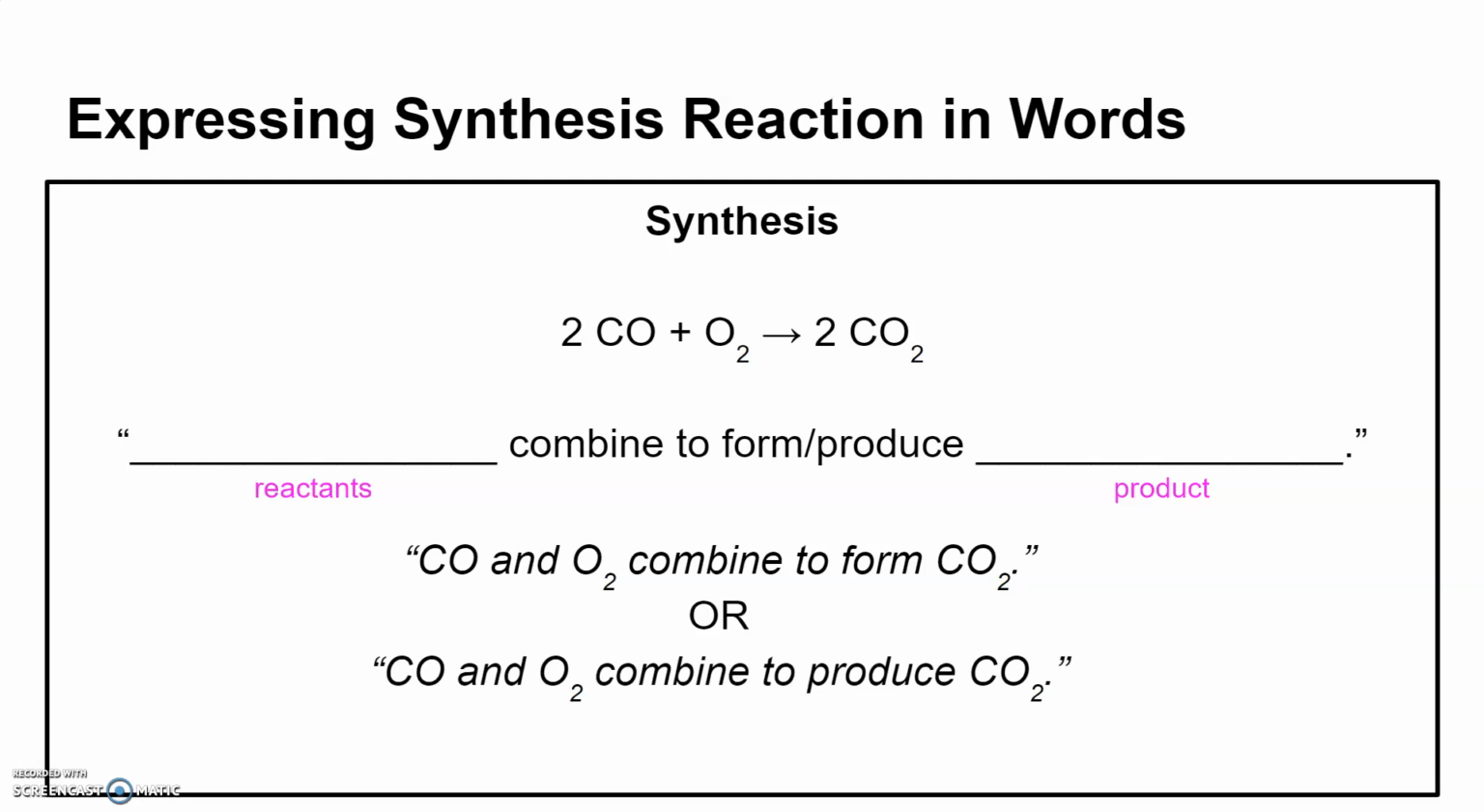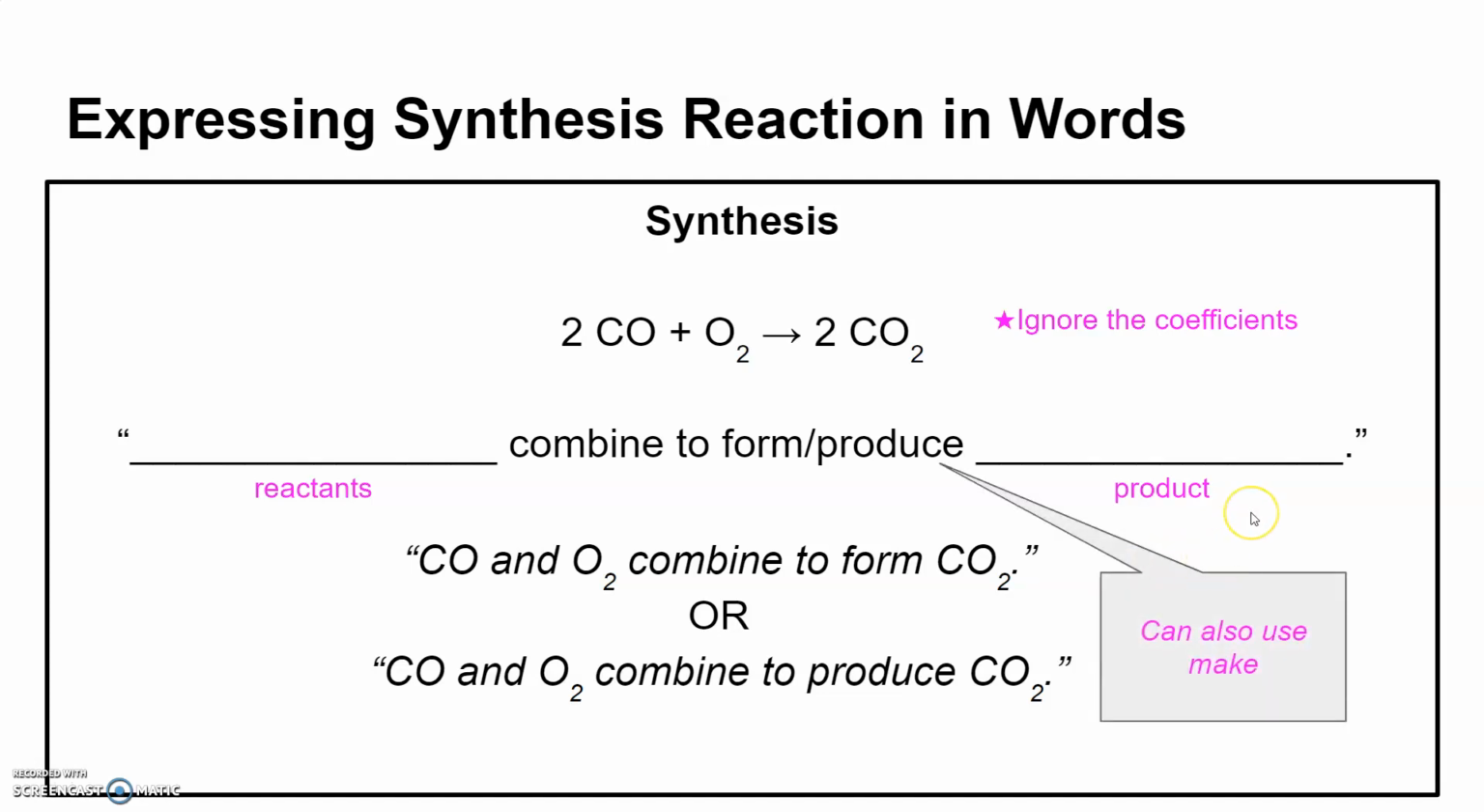Same sort of thing. You also notice here that we're ignoring the coefficients. You can include that. You can say 2 COs and 1 O2 combine to form 2 CO2s, but just for simplicity's sake, we're going to ignore the coefficients. And a final little note here, instead of the word form or produce, we can also use the word make to express what's being made here in our product.